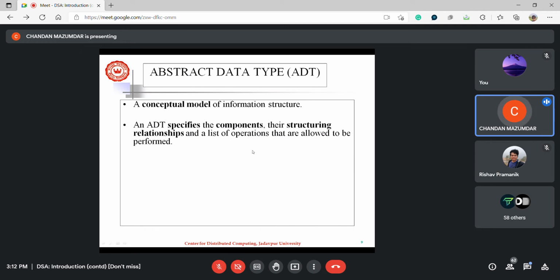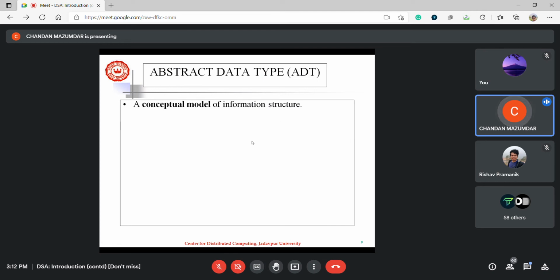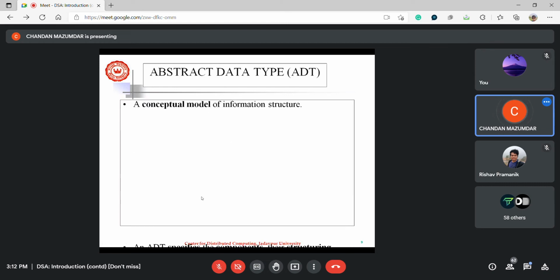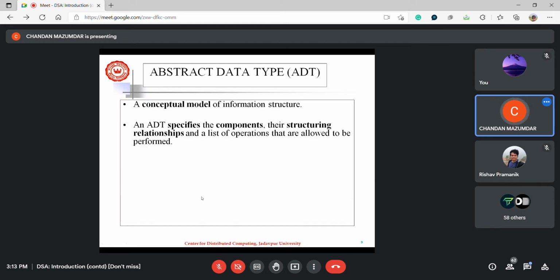Now you can find out this particular line. That particular sentence is actually nothing but an abstraction of the previous sentence. Okay, the structured data type: we have the components, we have the structures, and we have the set of operations. What we have done here is exactly conceptualizing or abstracting that. So we have the components to be specified, and their structuring relationship to be specified. Again, structuring relationship means which component will sit after which component, or which component sits above which component, and things like that. So this kind of structuring relationship will be there.